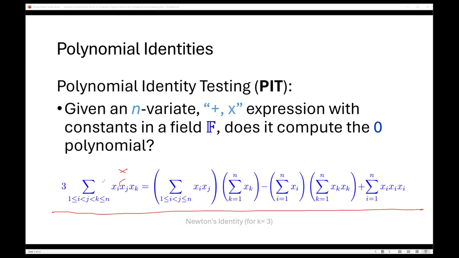PIT is usually about testing whether an algebraic expression computes the zero polynomial. So we just flip the side here, and then we say this equals 0. Equality between two expressions and equals 0 is the same.